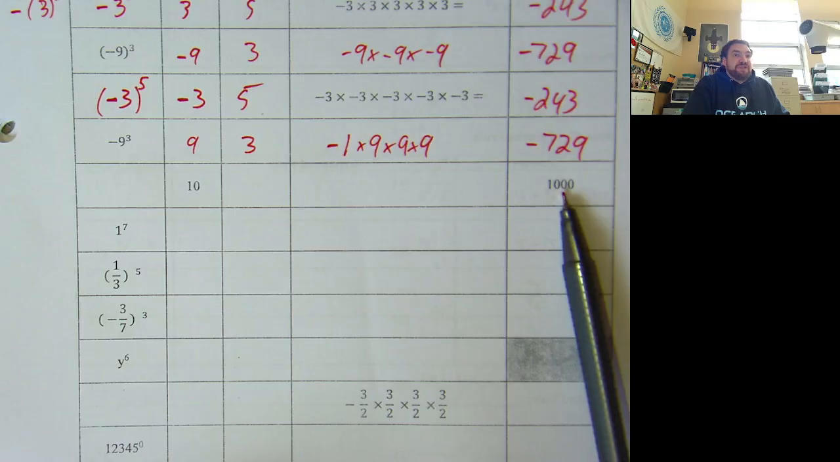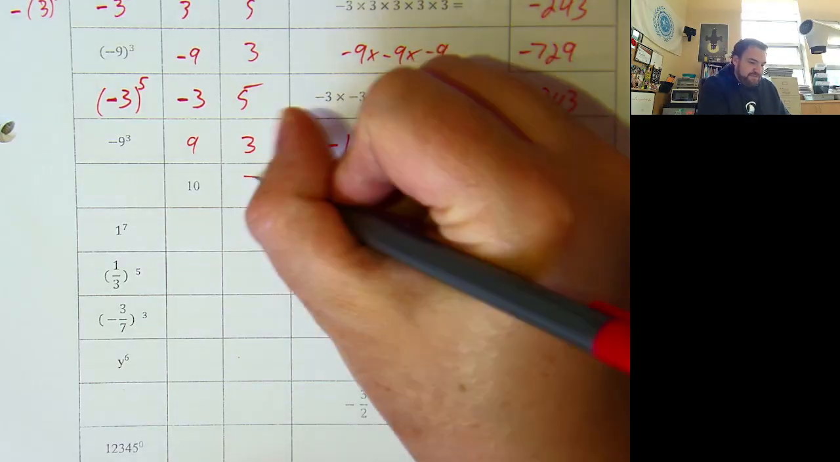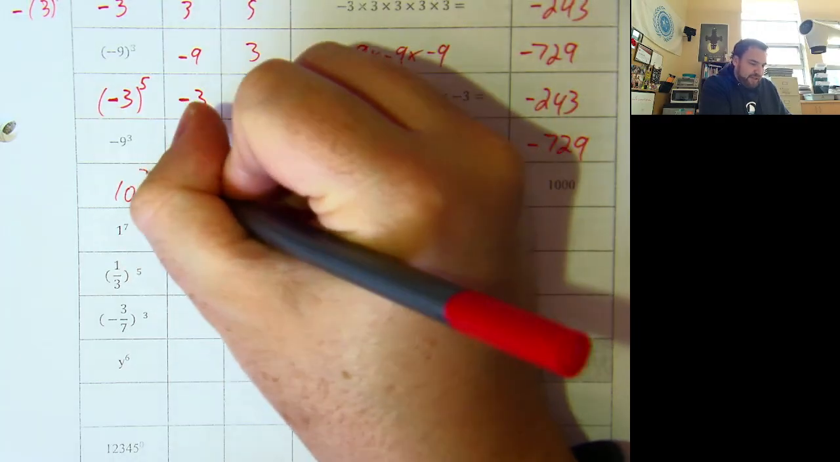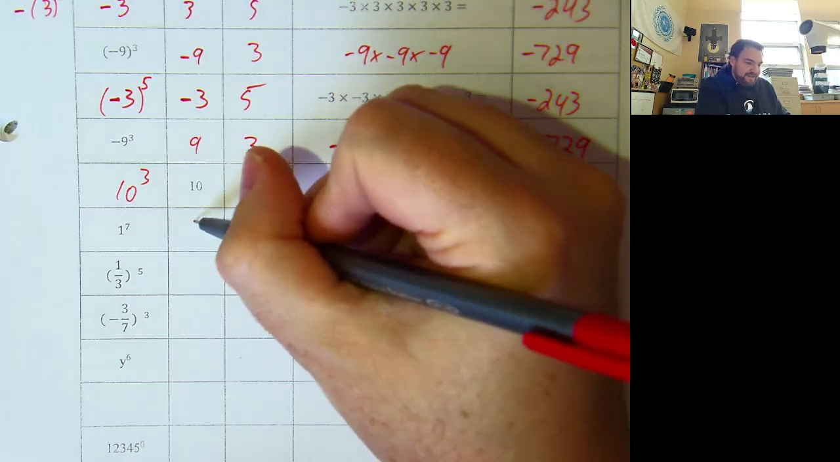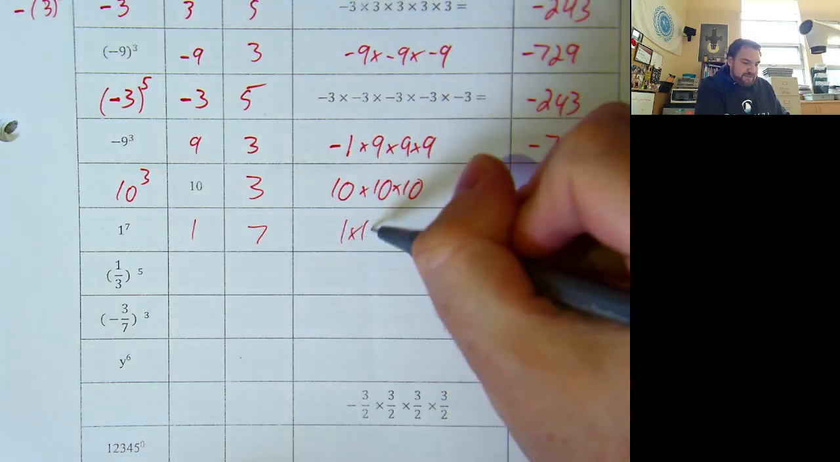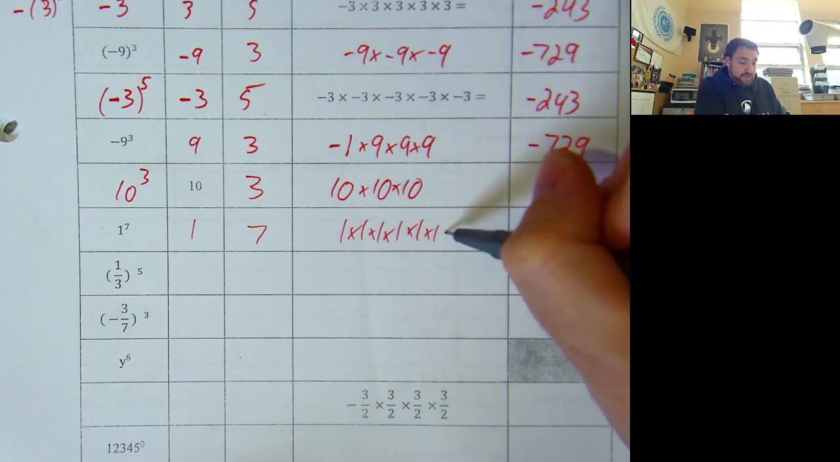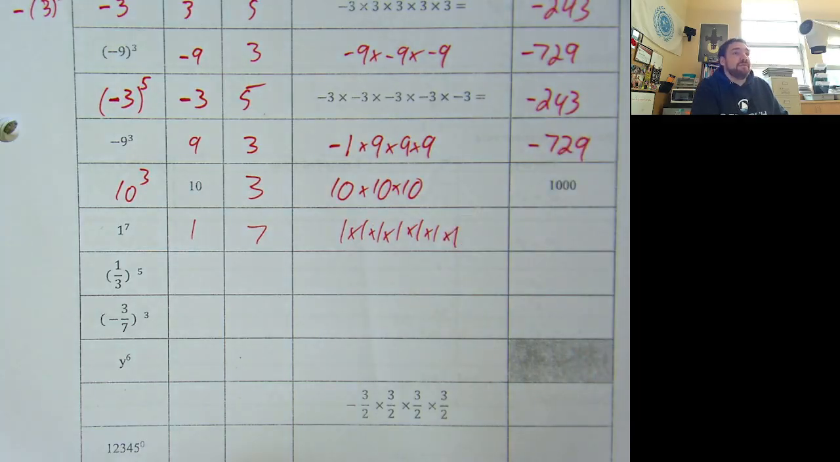There's 3 zeros there, so how many times did I multiply the 10s together? 3 times. So 10 times 10 times 10, or 10 cubed. Base in the next one's 1 and 7. 1 times 1 times 1 times 1 times 1 times 1 times 1 is 1, not 7. Good.